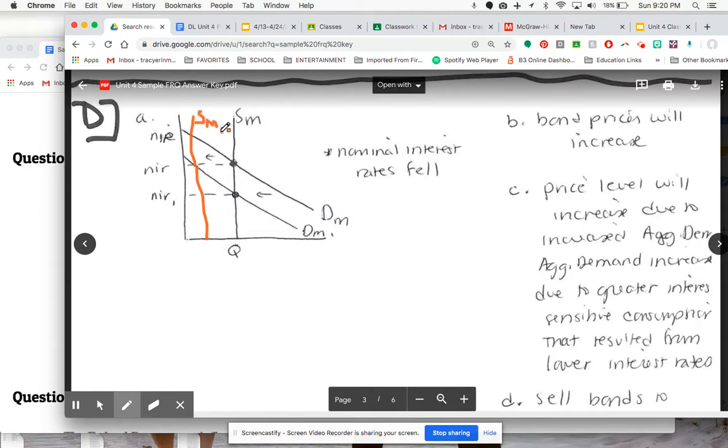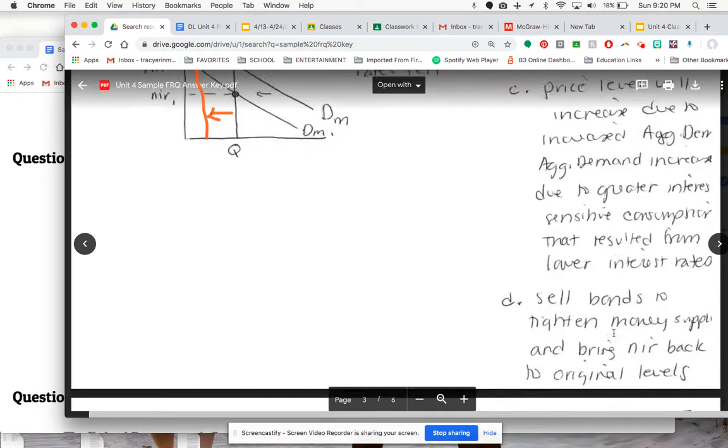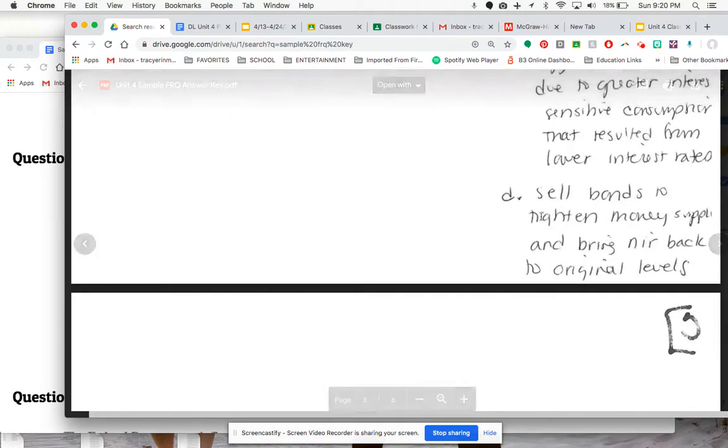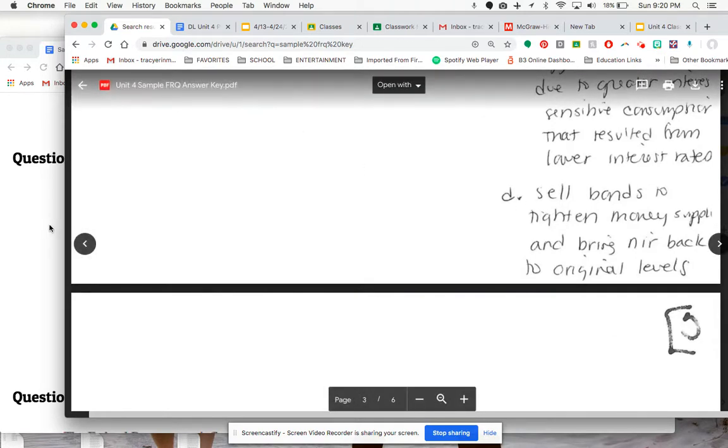So in order to do that, I would need the money supply line to be over here. So in order to get it to shift to the left and make the money supply smaller, I would have to have the Federal Reserve sell bonds in order to make this happen. So to sell bonds, in my drawing tools, oh, they're there. So we would sell the bonds to tighten the money supply and bring nominal interest rates back to their original level. And that's question D.